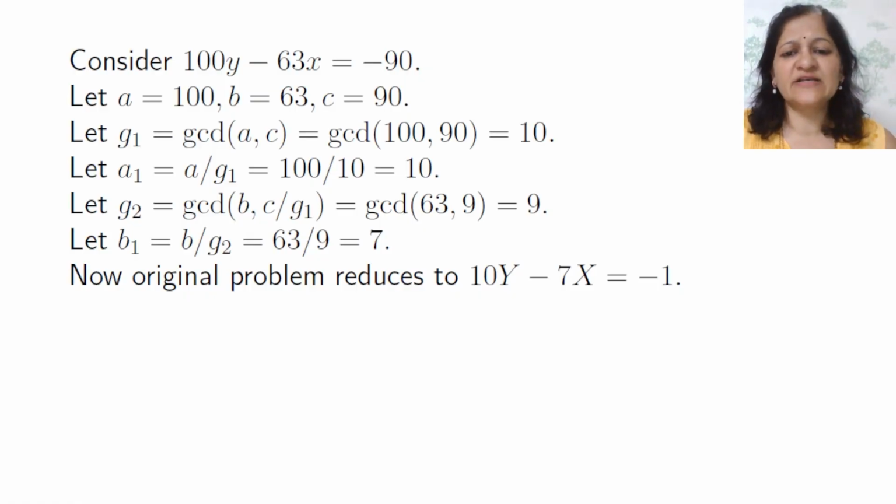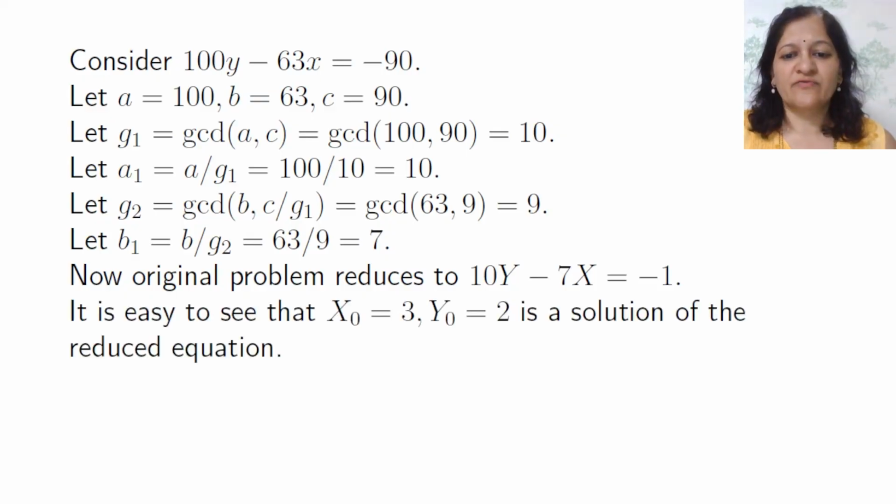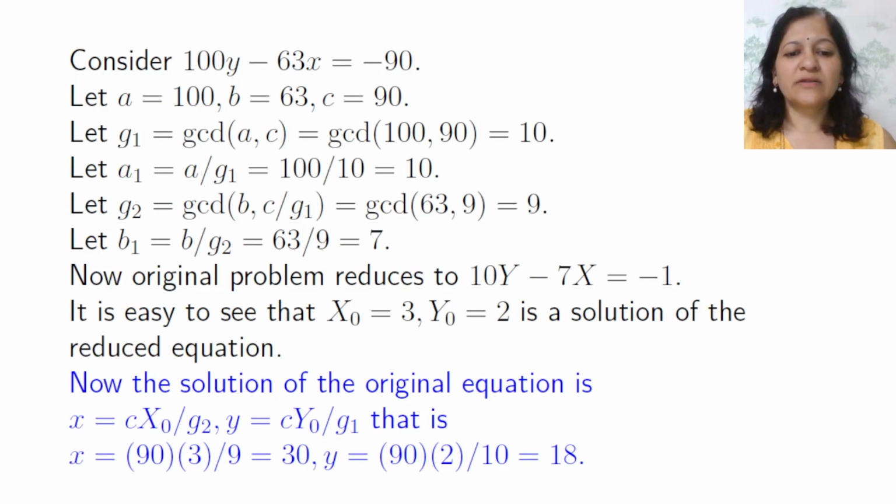Now we can easily solve the reduced equation just by observation also. We can check that x equal to 3 and y equal to 2 is the solution of the reduced equation. Now we can find the solution of the original equation from this solution. Now the solution of the original equation is x equal to 30 and y equal to 18.